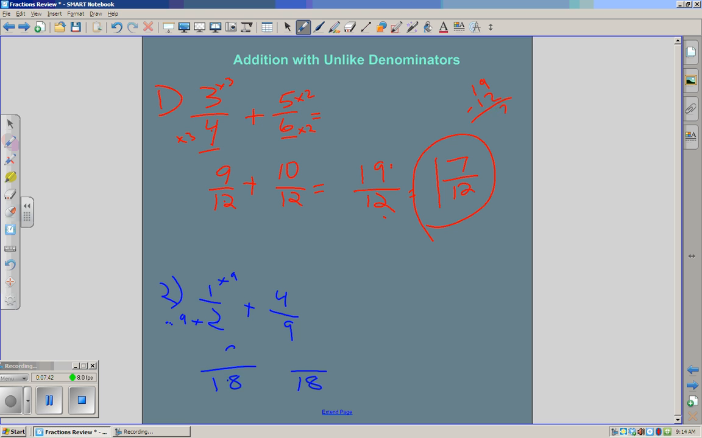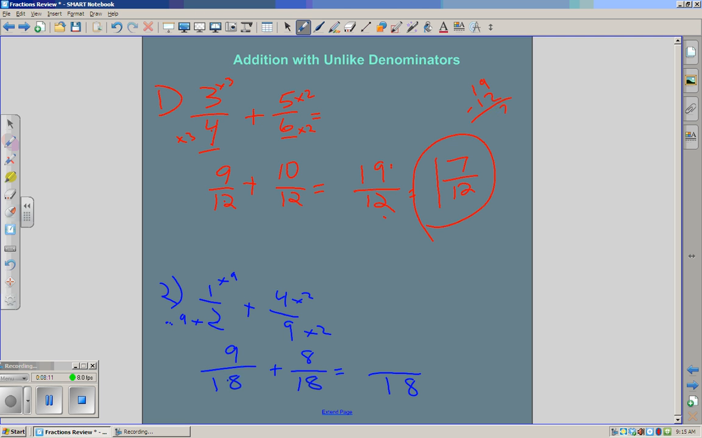1 times 9 is 9. Forgot my addition sign. I'll look at my other fraction. How did I get from 9 to 18? Well, I times it by 2. And again, whatever I do to the bottom, I have to do to the top. So 2 times 4 is 8. Let's add them together. My denominator does not change. It stays the same.